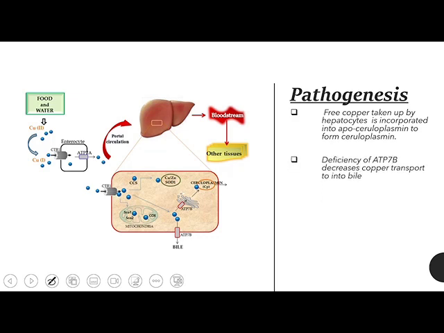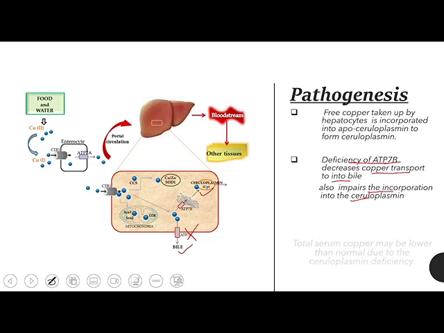Next, there is a deficiency of the ATP7B. Why is there deficiency? Because there is a loss of function mutation of the ATP7B gene, and that leads to decreased copper transport into the bile. Here we can see if there is no functional ATP7B protein channel, then the excretion of the copper through the bile will be impaired. And next, there is the impairment of the incorporation of the copper into the ceruloplasmin, that can be seen here.